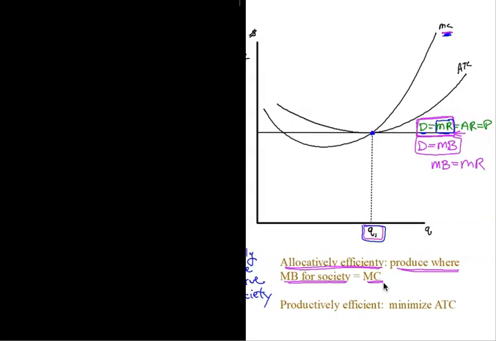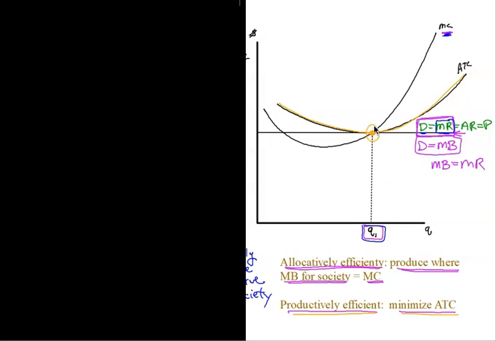Now, what about productive efficiency? Productive efficiency means that the firm will produce at a level that will minimize the average total cost. Well, where's the average total cost? The average total cost curve, of course, is right here. Here's my average total cost curve. And so the firm will produce where the average total cost is minimized, which also happens to be right here. We keep coming back to the same place. So the firm will be productively efficient because they will produce at a level that minimizes average total cost. That's going to be right here. Everything happens right there.